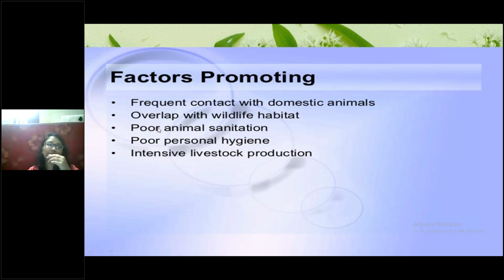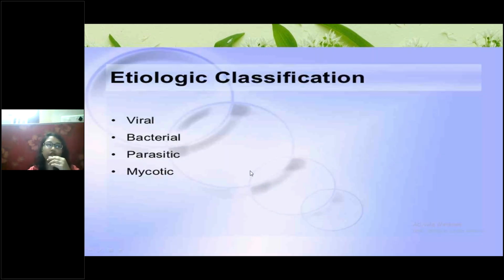So one of my favorites actually. So anyway, poor animal sanitation and poor personal hygiene and intensive livestock production. So all these factors may be responsible why zoonosis may be emerging. And naturally there is an etiology classification like viral, bacterial, parasitic, and mycotic zoonotic infections.